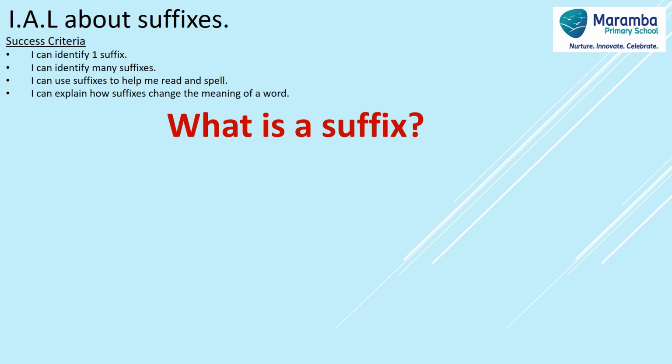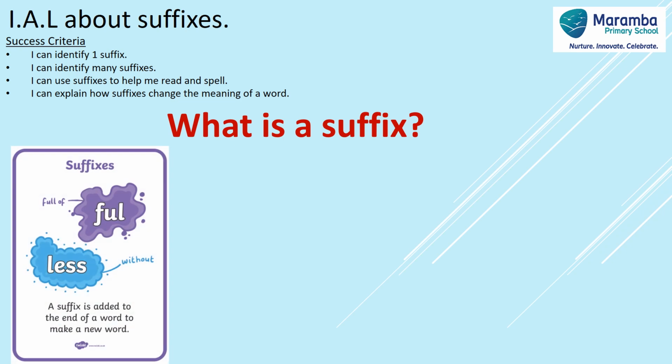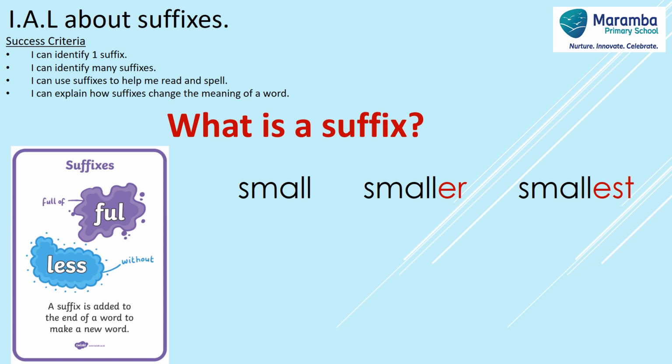Great! So what is a suffix? Well, a suffix is some letters that are added to the end of a word which changes the word to a new word. There's two examples here. We could add full to the end of a word, or perhaps less to the end of the word. If we had the word small, we could add ER to the end and change the word to smaller, or we could add the suffix EST to change the word to smallest.